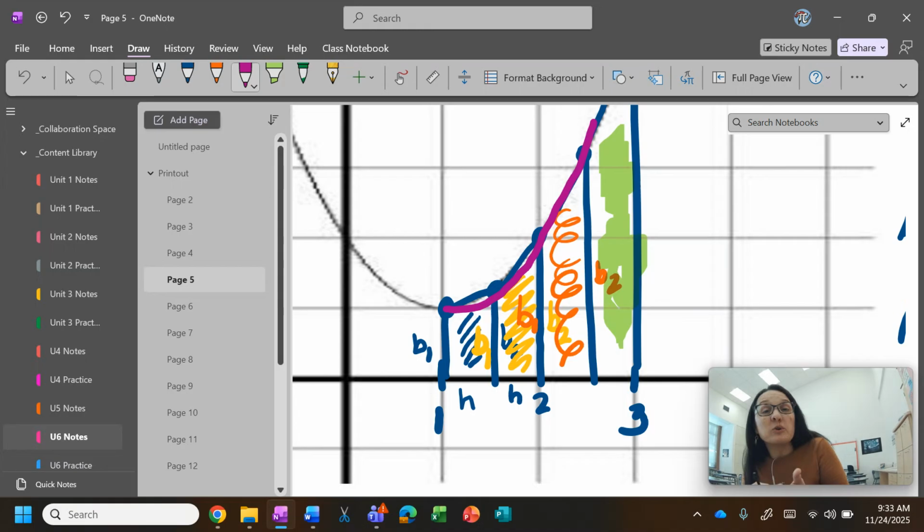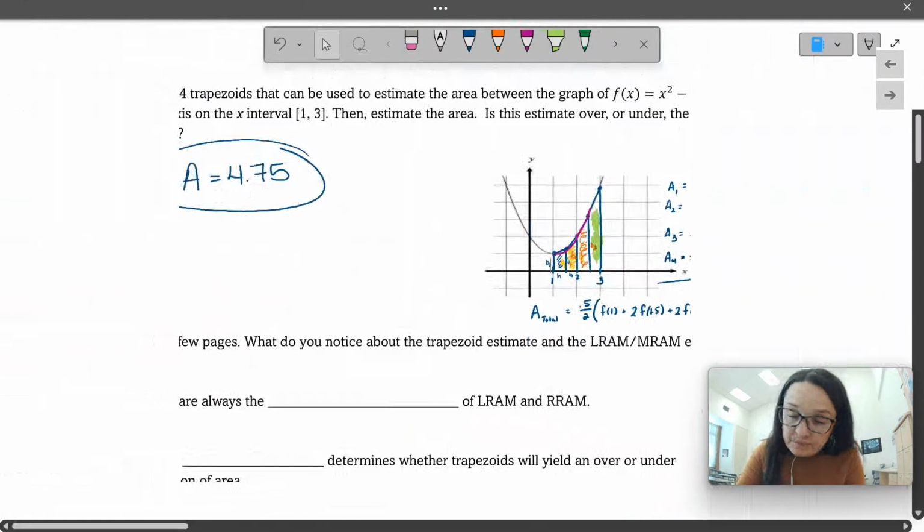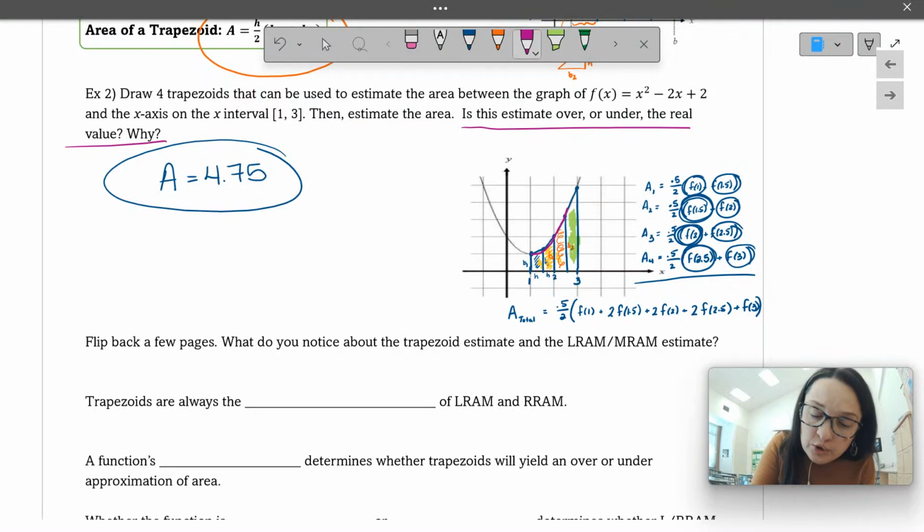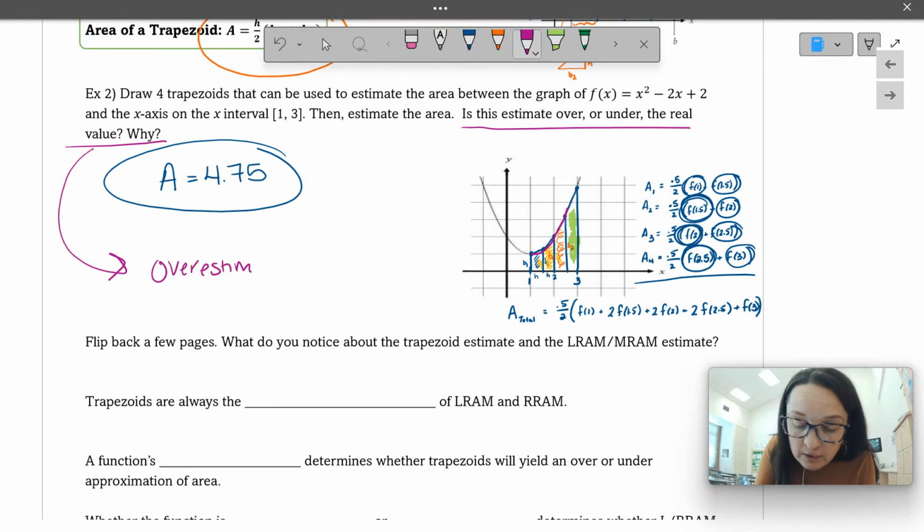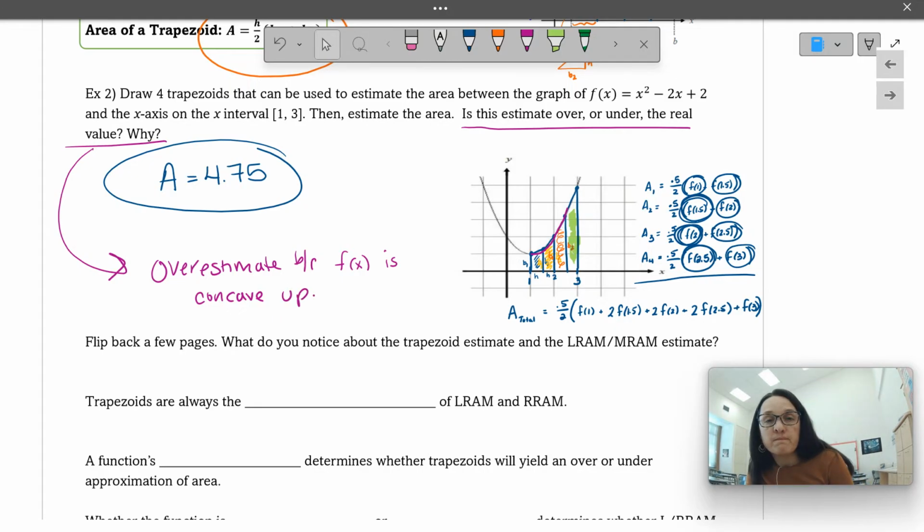So why is the trapezoid an overestimate? Because the meniscus looks like that, which means because the graph of the function is concave up, the trapezoid line is above the function itself. So it says, is this an over or under of the real value and why? This is going to be an overestimate because the function is concave up. Okay? So with trapezoids, you add up a whole bunch of stuff, h over 2, b1 plus b2.